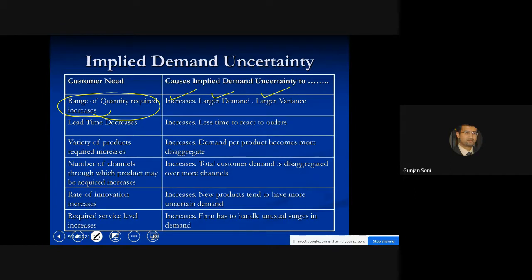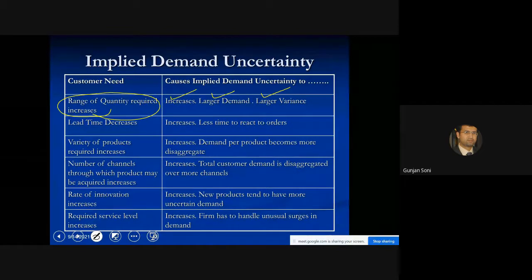And variance in the demand also increases because if multiple people do the same thing, then actual demand is something else, and the production which has been done by the manufacturer will be something else.